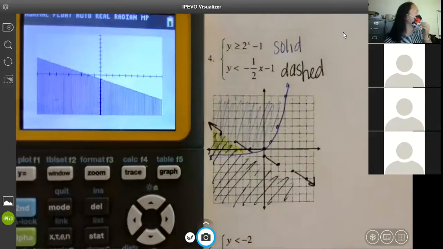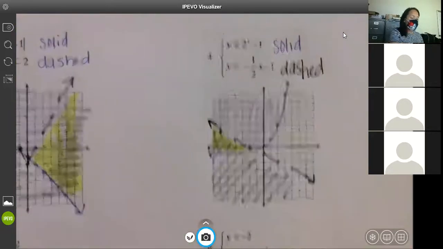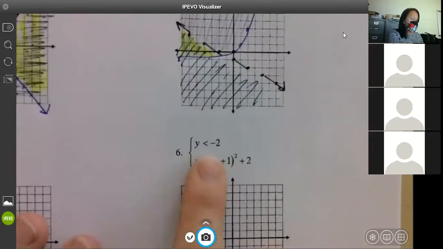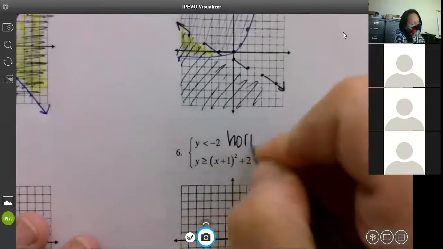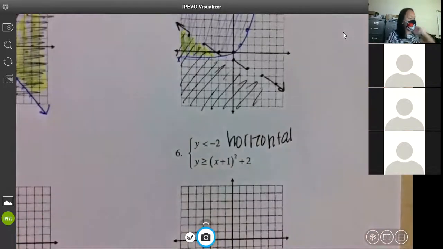Any questions? All right, how do I graph y equals -2 on number 6? How do I graph that? It's just a horizontal line. Yes. We're not going to graph it. I just want to remind you that it's horizontal. Okay. Check out the next page.